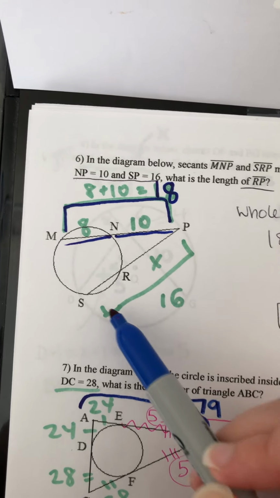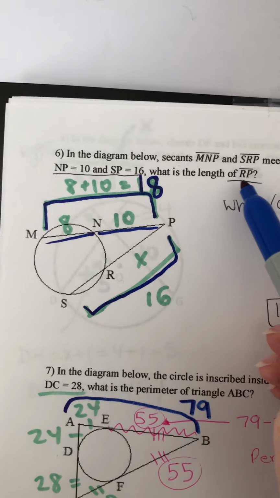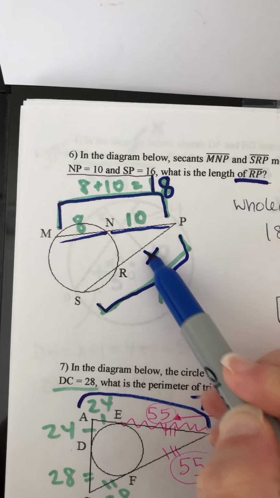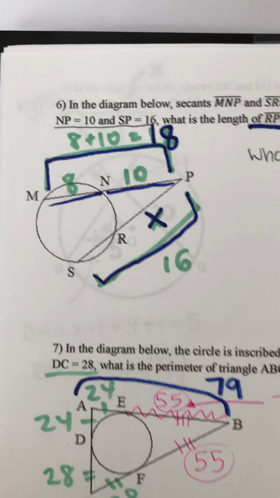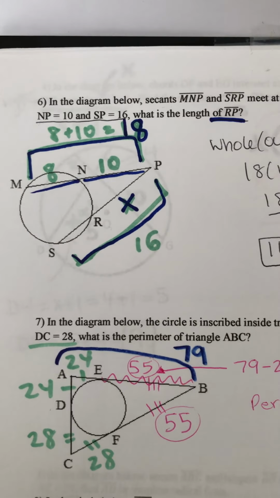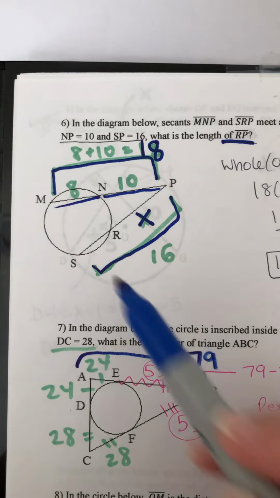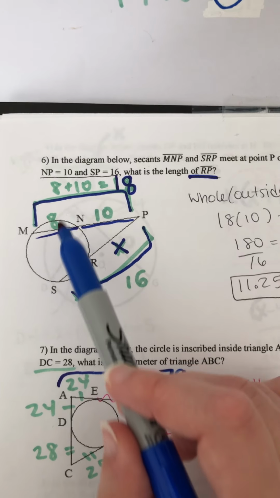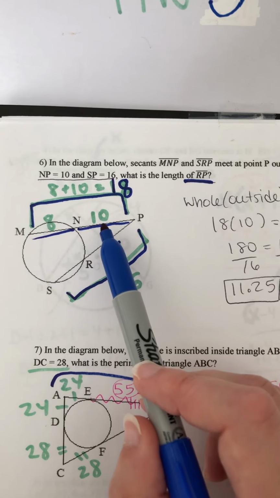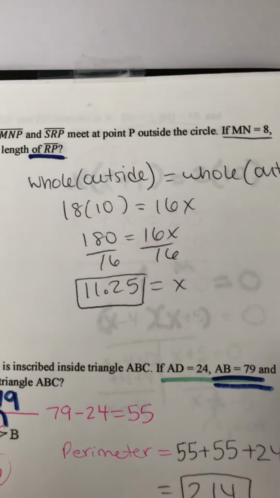On the other side, SP is the 16, and we don't know RP. RP is located in the perfect location to find. It's the outside segment, so we put an X there. The outside segment, or even the whole, is much easier to find directly. The inside would require an extra step. Okay, so now we take the whole 18 times the outside of 10, the whole 16 times the outside of X, and you get 11.25.